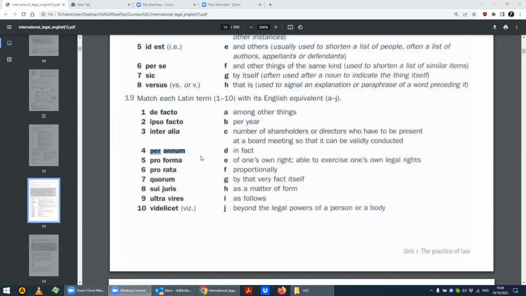Right. Now, here's a word the same in Ukrainian as Latin as English. Quorum. There are 6 directors needed to make a quorum for company meetings. What does quorum mean? A, B, C, D, E, F, G, or H?